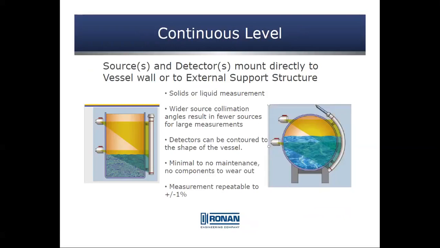So for continuous level, that's the third kind of thing we can measure. The source and detector are directly opposite, 180 degrees from each other. And we can measure solids or liquids. We've got a wide variety of collimation. This beam of energy, we talked about focusing the energy. We can make this small to very large, and that could give us fewer sources needed for a very tall measurement. We can make a detector the contour of the vessel.